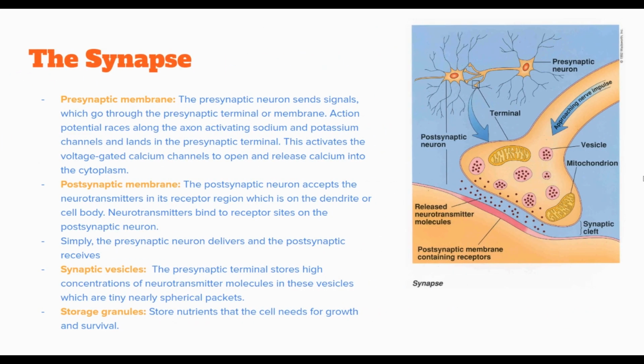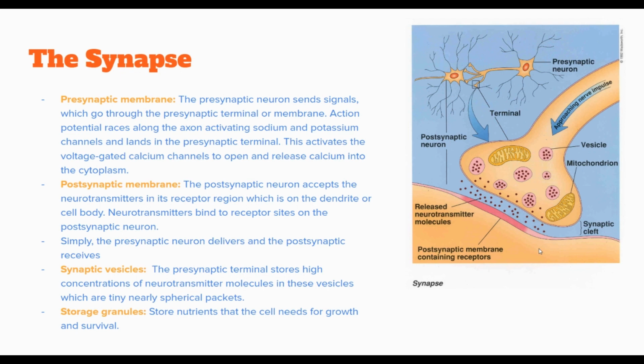We're going to start with the synapse. We're going to talk about the presynaptic membrane, the postsynaptic membrane, synaptic vesicles, and storage granules. First of all, over to the right is a nice visual of the synapse and the presynaptic membrane, which is right here. The presynaptic neurons send signals which go through the presynaptic terminal or membrane.